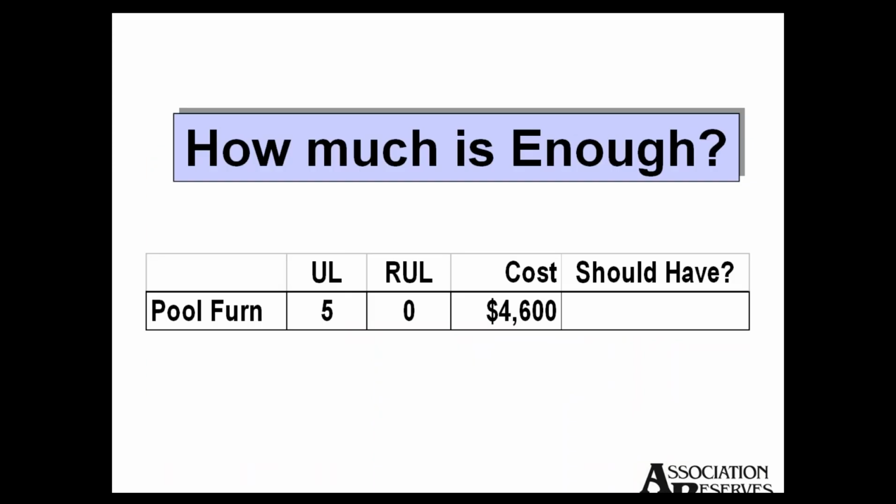First component, that pool furniture. Simple asset. Well, it's going to last a few years, minor use and abuse, time in the sun, 5 years useful life, and a 0 remaining useful life. So that means replace it now. Give me hands raised, everyone. Replace it now with a remaining useful life of 0. Hands raised. Very good. Exactly. With a remaining useful life of 0, it's time to replace it now.